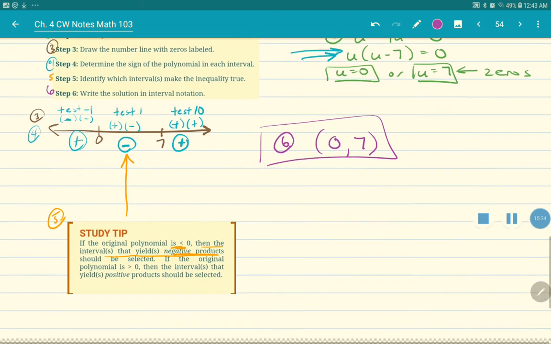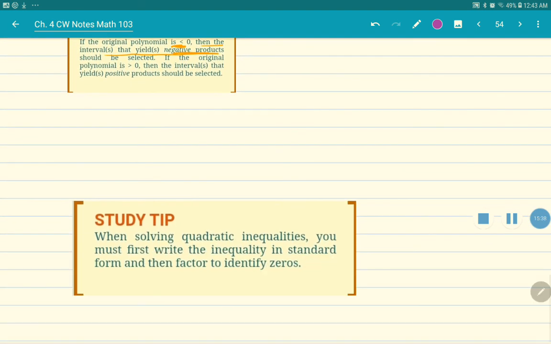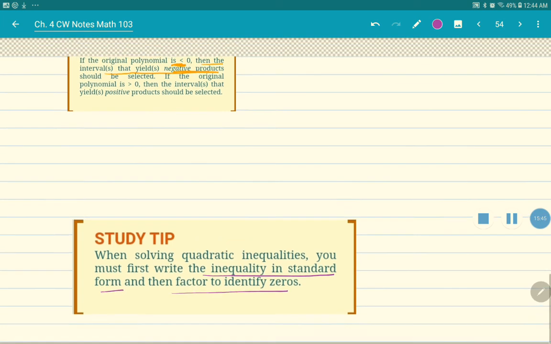So an important thing to notice about quadratics is that when solving quadratic inequalities, you must first write the inequality in standard form and then factor to identify the zeros.